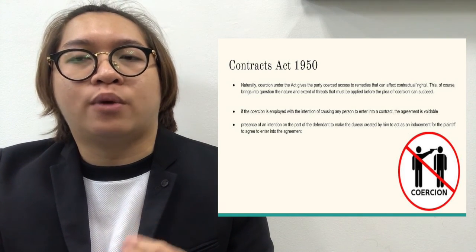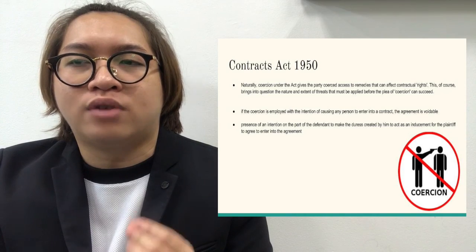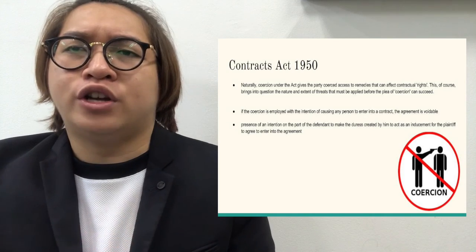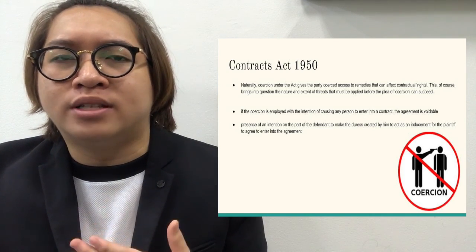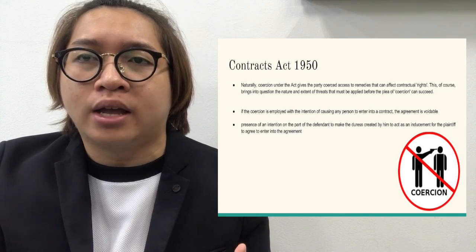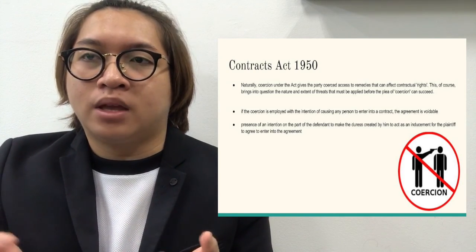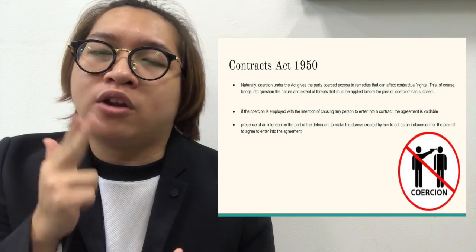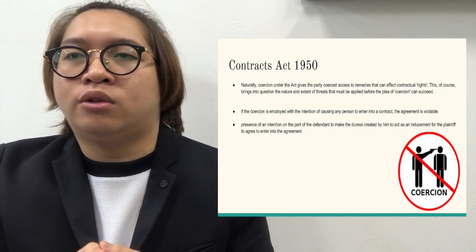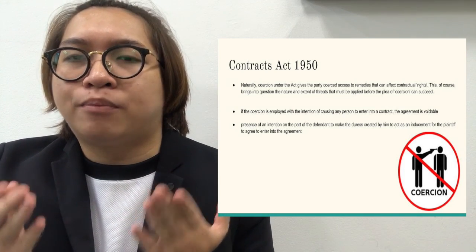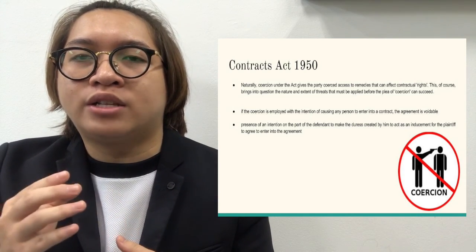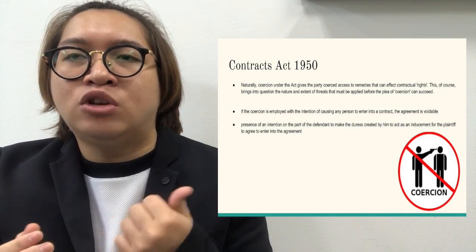This, of course, brings into question the nature and the extent of threats that must be applied before the plea of coercion can succeed. If the coercion is employed with the intention of causing any person to enter into the contract, the agreement is voidable, irrespective of whether the duress is the sole, the main, or even only one of the reasons for another to enter into the agreement. What needs to be proved is the presence of intention, on the part of the defendant, to make the duress created by him act as an inducement for the plaintiff to agree to enter into the agreement.